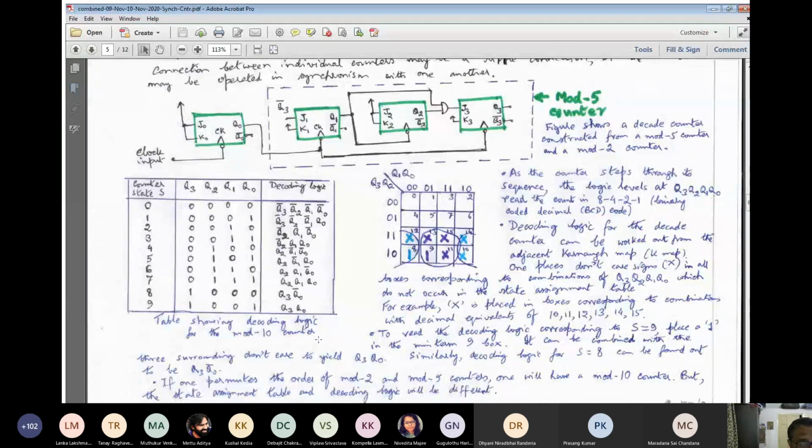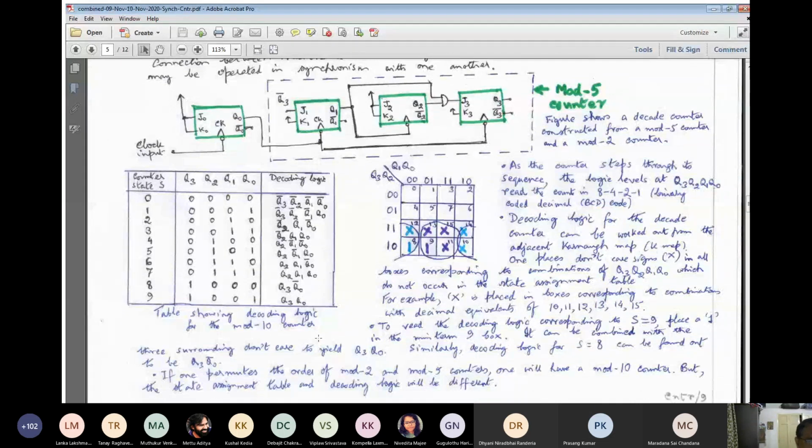Sir, for the K-map, instead of taking 2 quads, we could have directly taken 1 block of 8, like 8 terms common together.